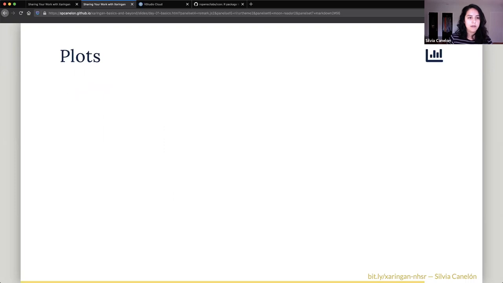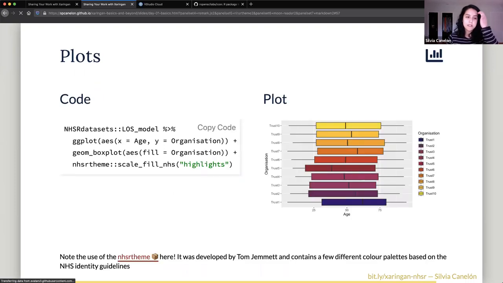And okay, moving on to plots. Oftentimes I like to include code on one side of my slide and then the resulting plot on the other, which is what I'm showing here. In this example, we're still using the same data set as before, but now we're also using the package NHS-R theme. The goal is for it to have templates that the NHS-R community can use to create the documents that they want, but it also has built-in color palettes according to the NHS identity guidelines. So you can specify which palette you would like and know that it already complies with the identity guidelines. That's what I've used here.